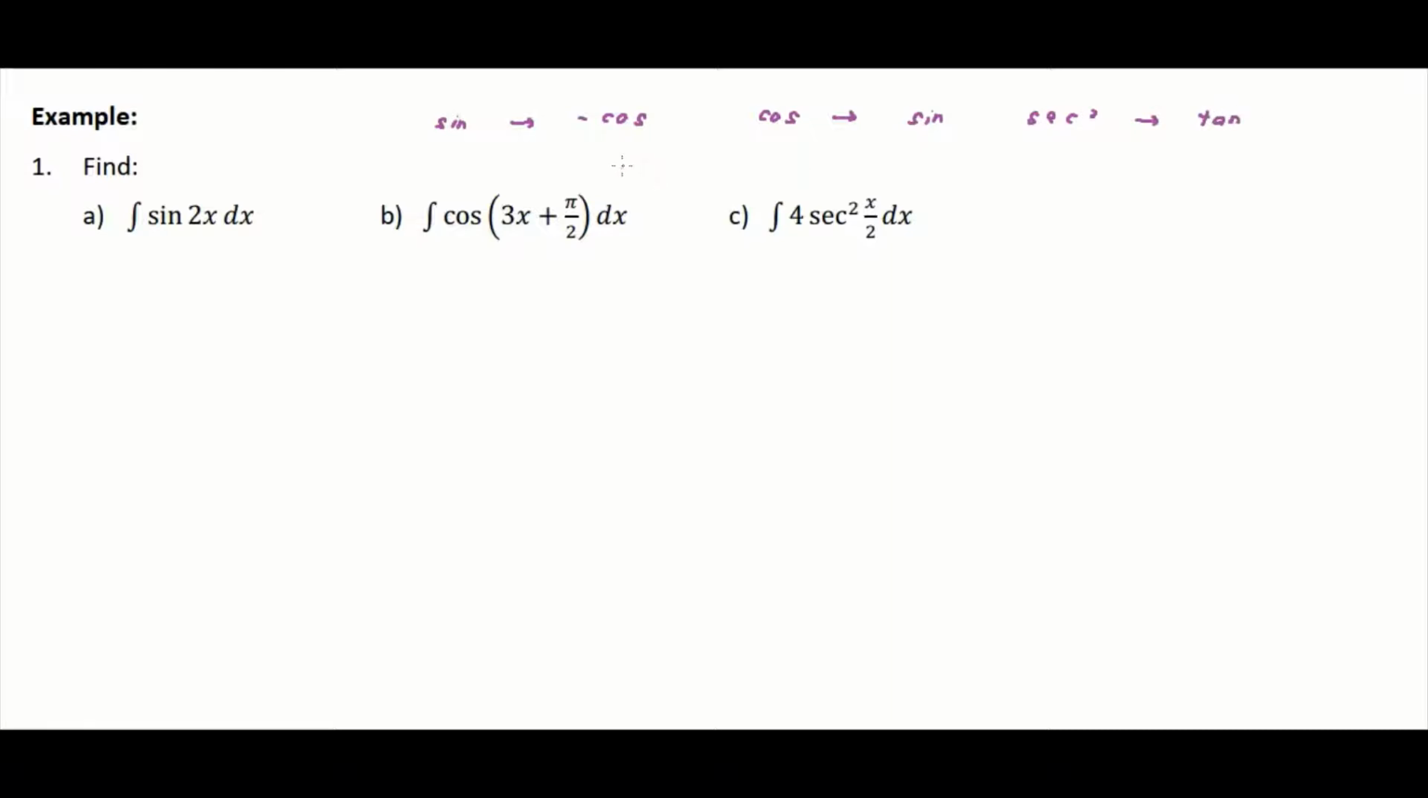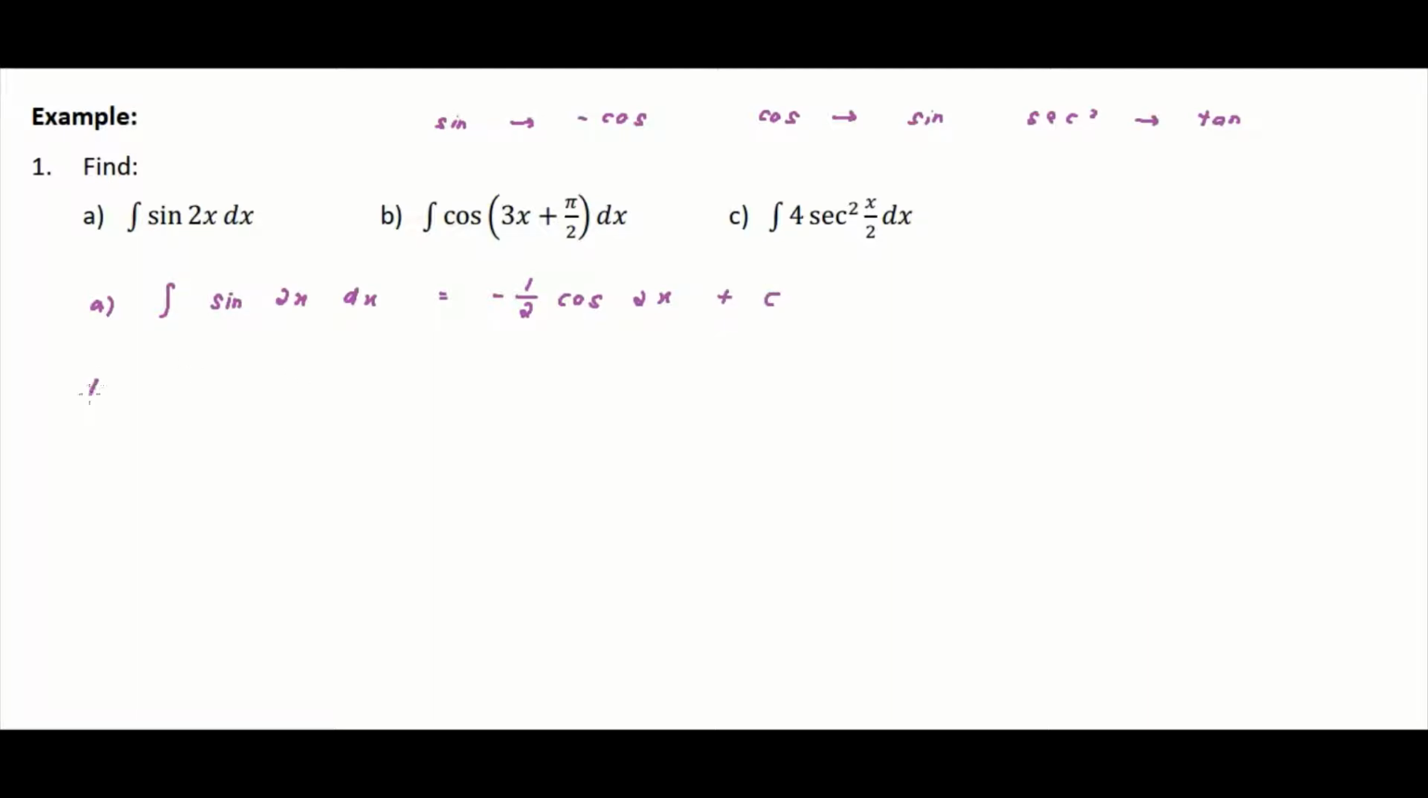Okay, then for the part for f of x, you just differentiate it, then it becomes the divisor. So try to look at a. Integrate sine 2x with respect to x. So 2x, after you differentiate, you get 2, so it becomes 1 over 2. Sine will become negative cos, right? So negative cos 2x. Okay, and don't forget plus a constant.